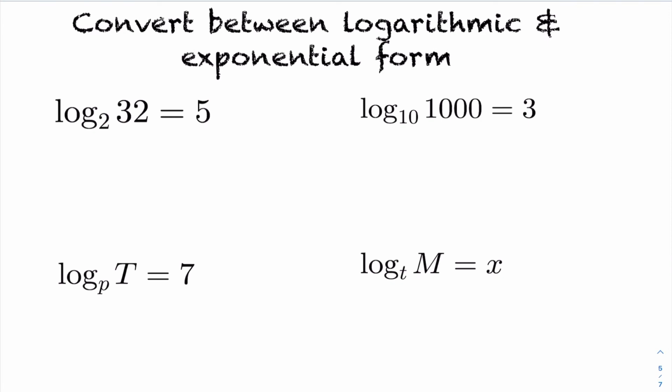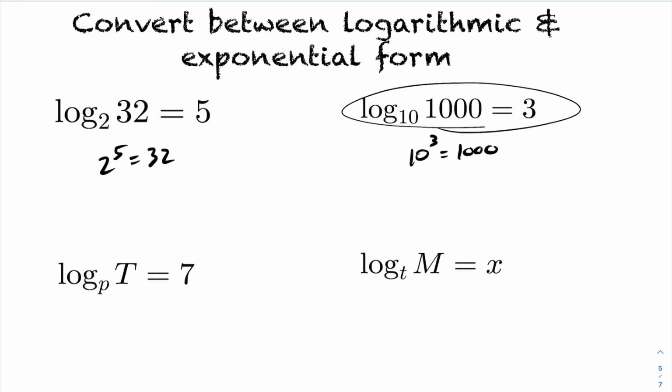For this first example, they give us a logarithmic equation. Log base 2 of 32 is 5. That must mean its exponential equivalent would be 2 to the power of 5 is 32. For this one here, we have 10 cubed would equal 1,000. Again, going to exponential form. For number 3, again, I'm in logarithmic form. I want to put this in exponential form.